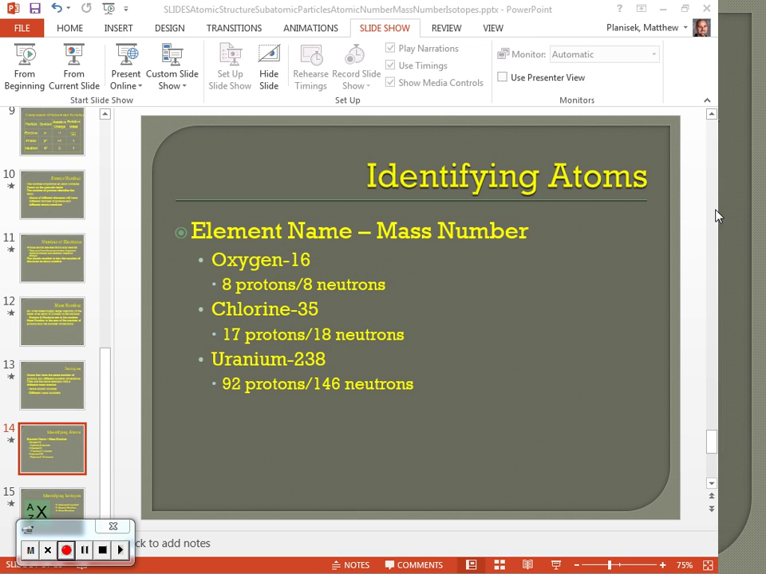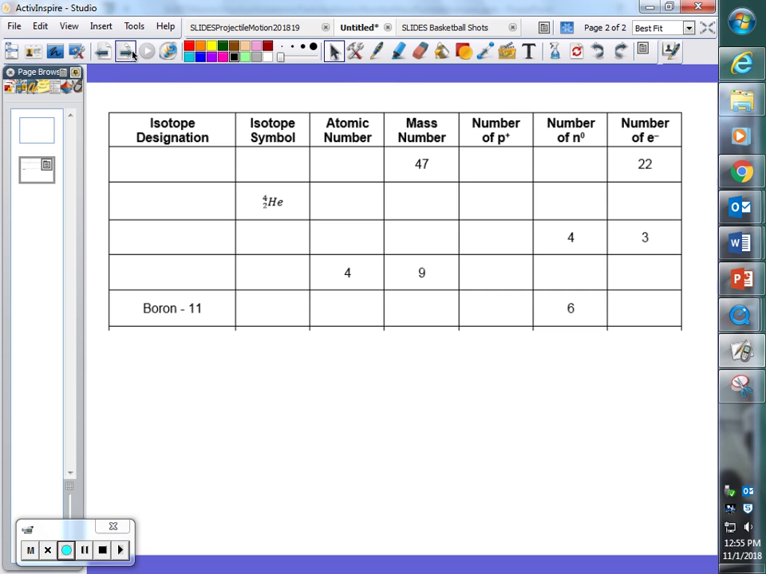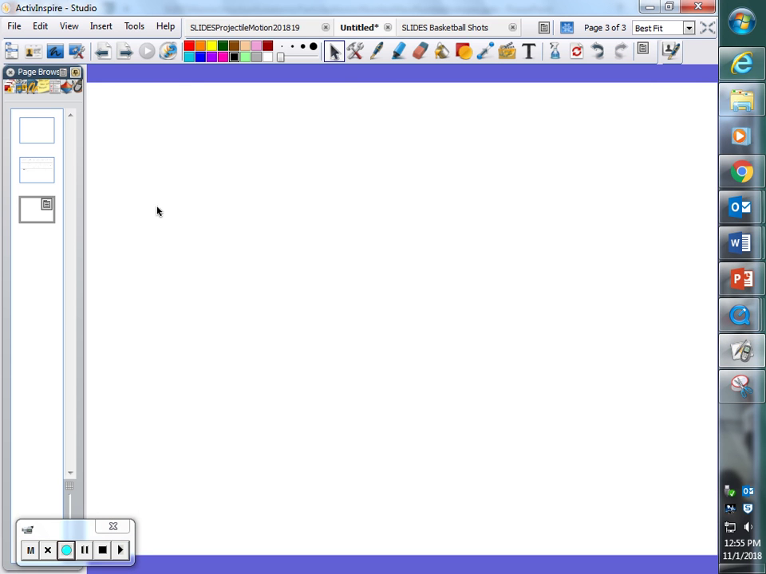So here's what I'm going to do. I'm going to try and do this real quick. All right. So let's go here, and let's say an atom is given a name: oxygen 16, just like in your outline. From the name oxygen 16, we can tell how many different subatomic particles are in this atom.